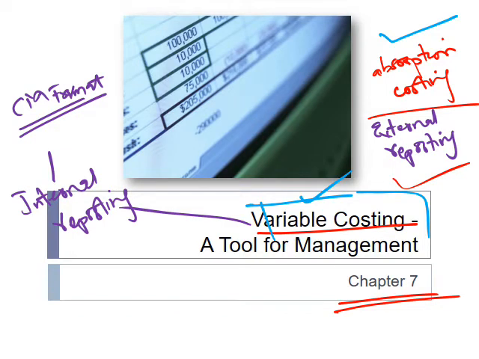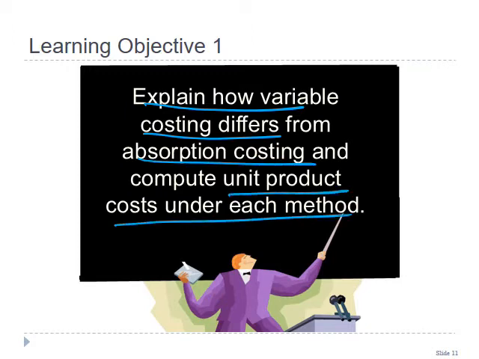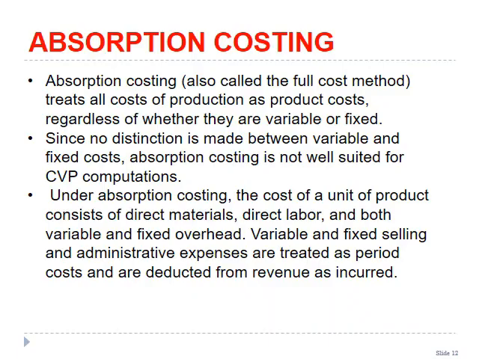Okay, so let's discuss our first learning objective, that is, explain how variable costing differs from absorption costing and compute unit product cost under each method. Let's explore further. Let's talk about absorption costing. Absorption costing is also known as the full cost method. Absorption costing treats all the cost of production as product cost, regardless of whether they are variable or fixed. So basically, there is no distinction between variable and fixed cost.